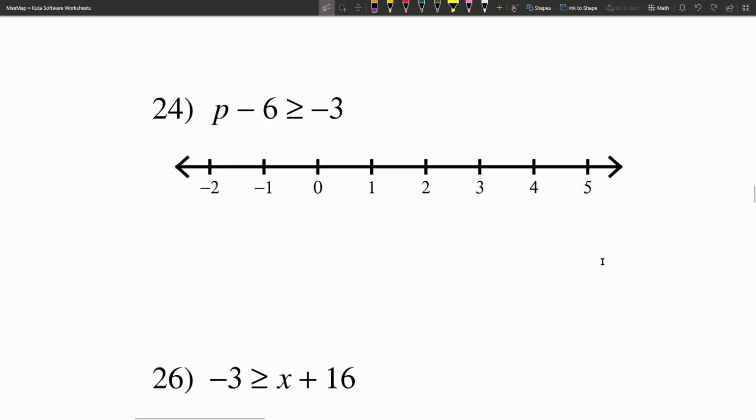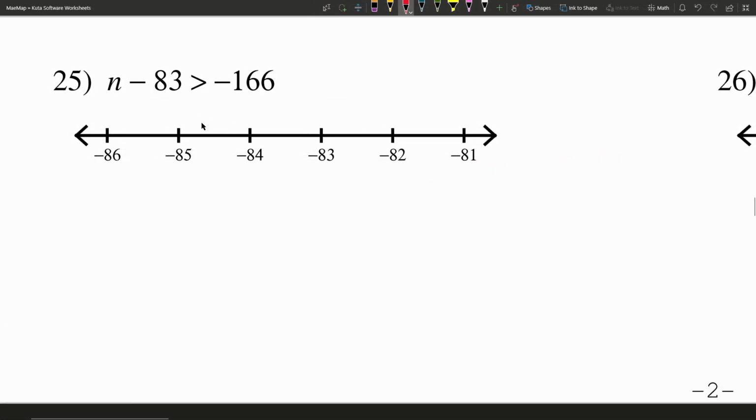In 24, my variable p, I'm subtracting 6 from it, so in order to isolate it, I'll add 6 to both sides. So I'll get that p is greater than or equal to negative 3 plus 6, or 6 minus 3, which is a positive 3. Finding 3 on my number line, circling it, shading it in, and then p represents all those values greater than or equal to, so that's all the values to the right and 3.